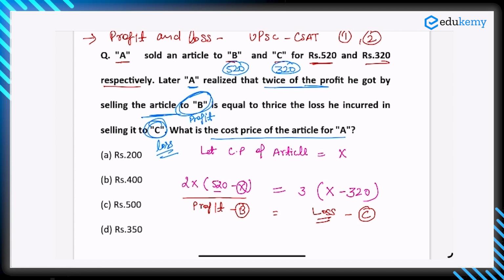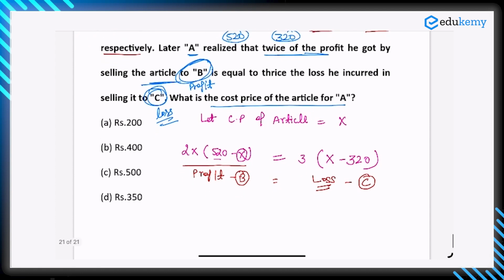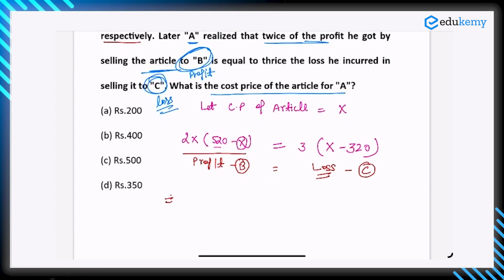Twice the profit of B is equal to thrice the loss of C. ये वो कहना चाह रहा है. This is the question. Now we need to solve the equation here. Now let's solve the equation.